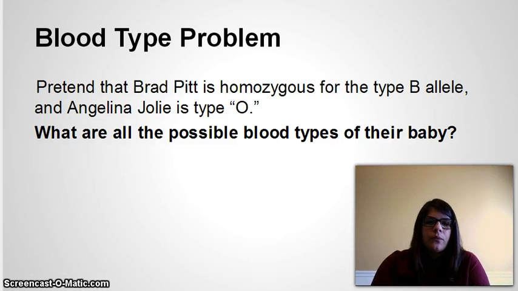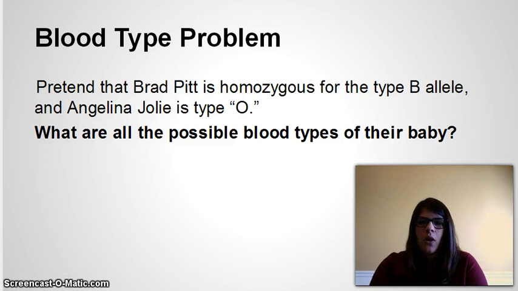So what I want you to do, this is another problem for your sheet to turn in. You're going to pretend that Brad Pitt is homozygous for the type B allele. Remember, homozygous is two of the same gene. And Angelina Jolie is type O. So what are all the possible blood types of their baby? Let me know.